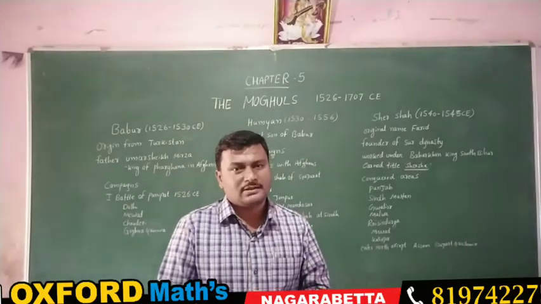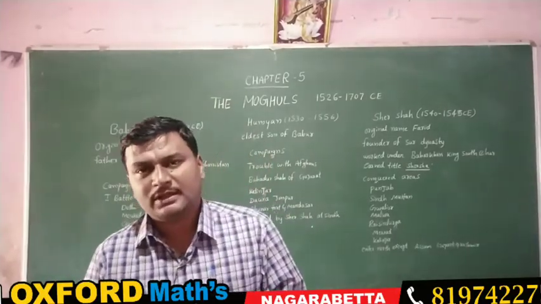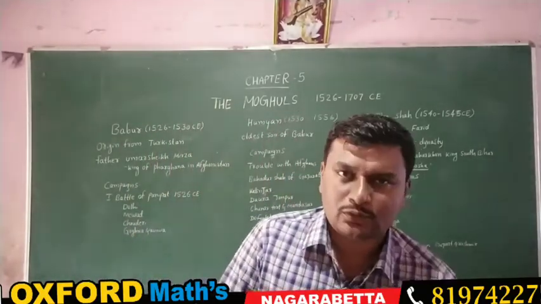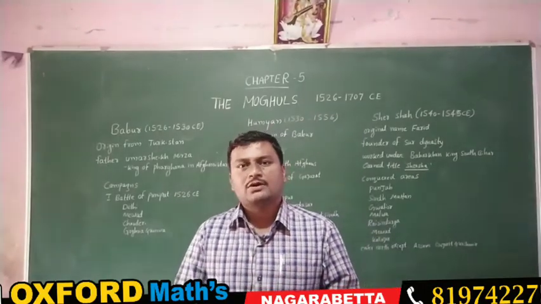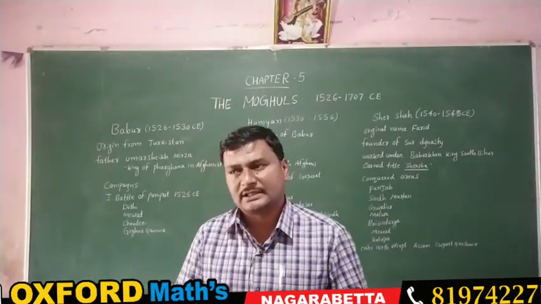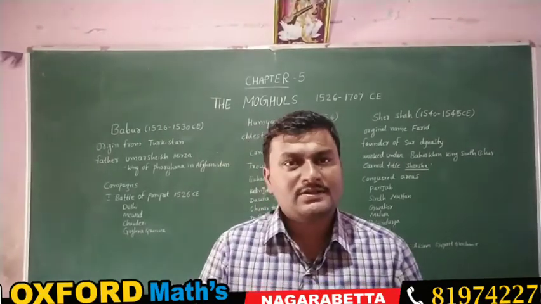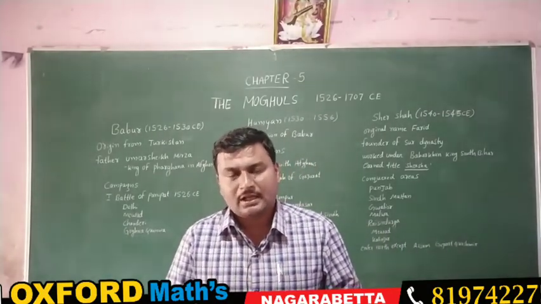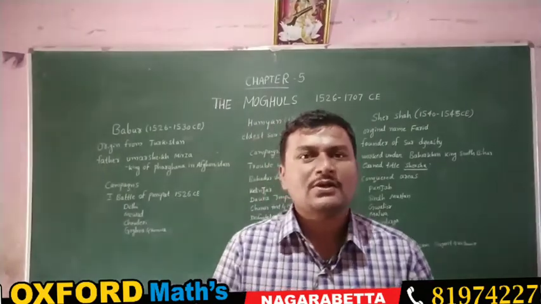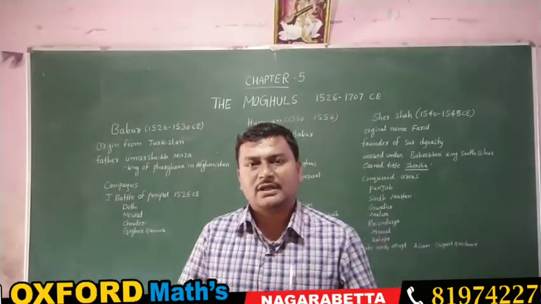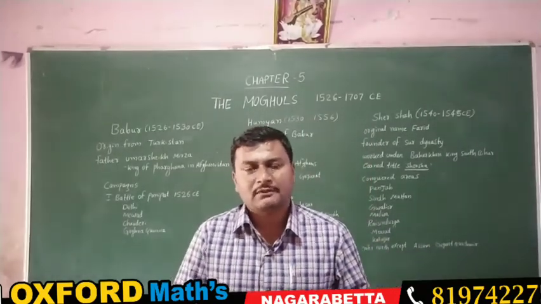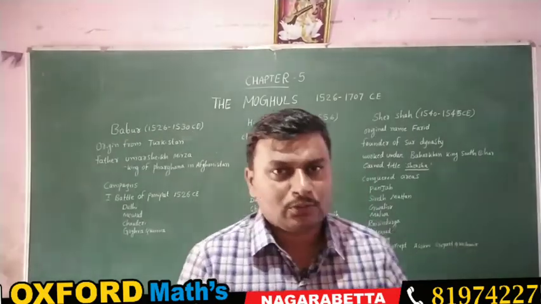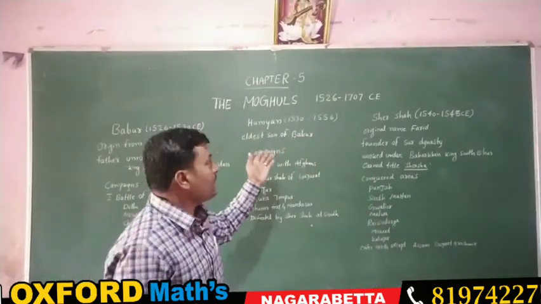They are the Mughals. Already in the previous class you came to know who ruled Delhi. Delhi was ruled by the Delhi Sultans. Which was the last dynasty of the Delhi Sultans? Lodi dynasty. Ibrahim Lodi was the last ruler, who was defeated by Babur. After the fall of the Lodi dynasty, who came into power in India?